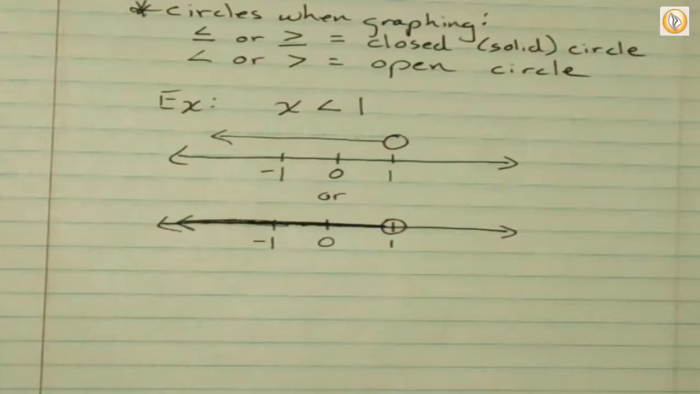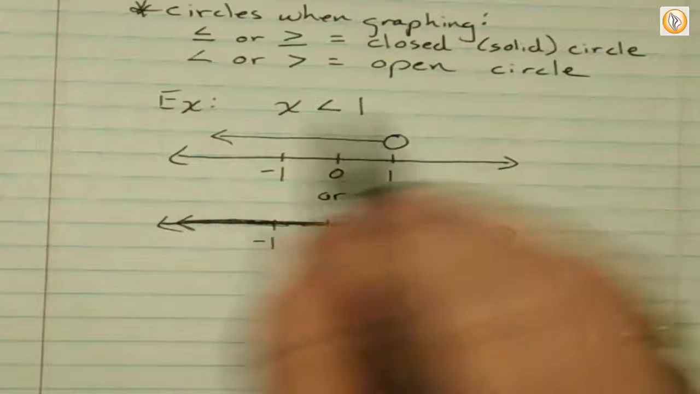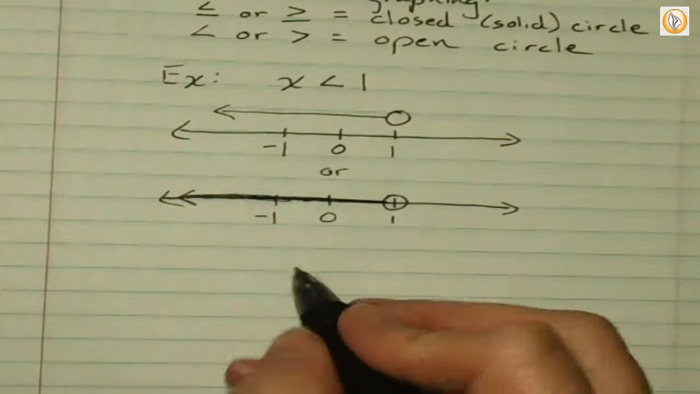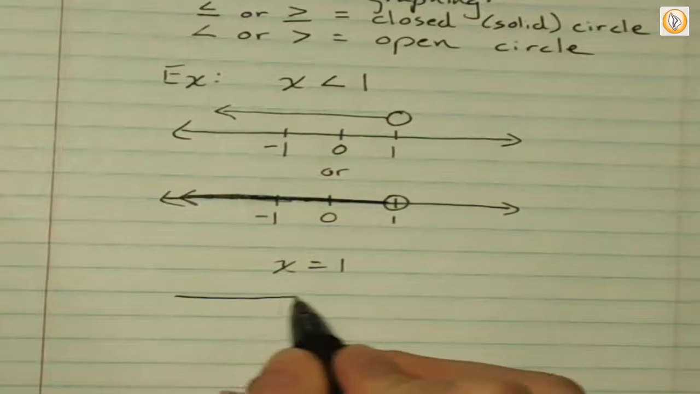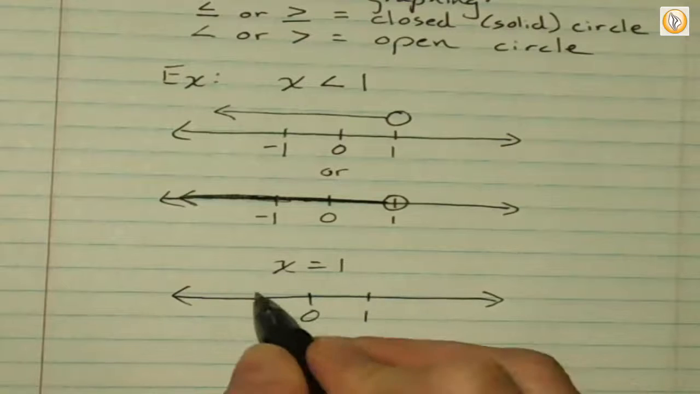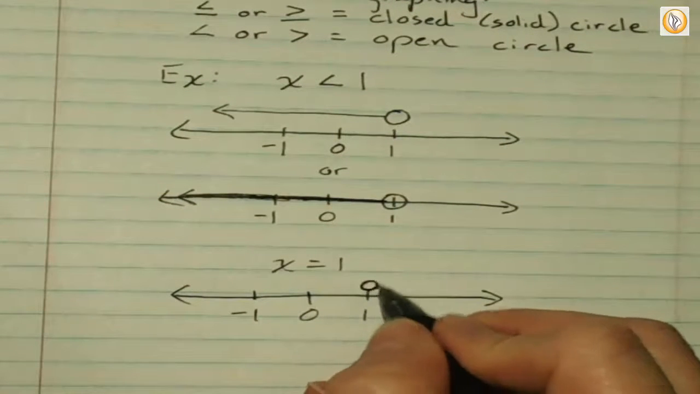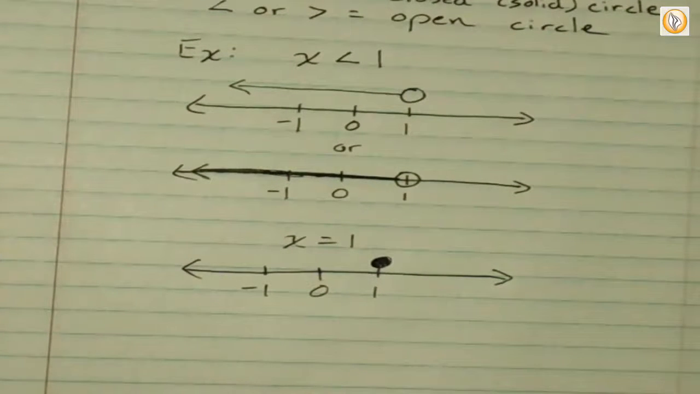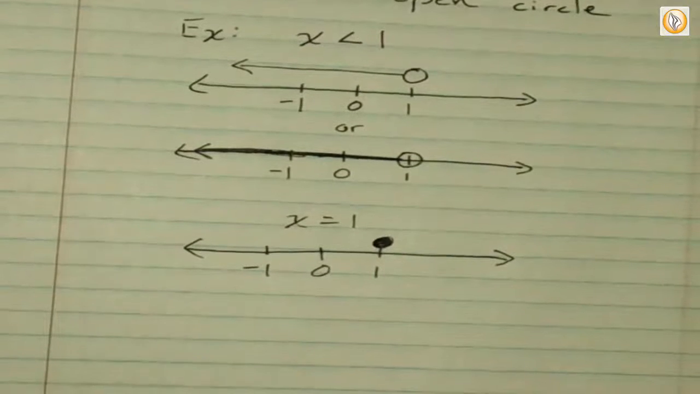If it's just x is equal to 1, then you would just have a closed circle right here and no arrow. Okay, what she's saying is if it was x is equal to 1 and you needed to graph that on the number line, we can do that. Then it would just be a closed dot there. No arrow going in any direction, because it's saying x is only going to be 1.